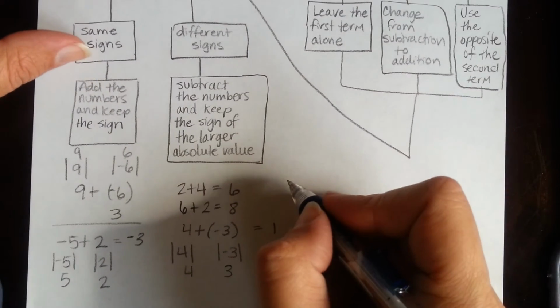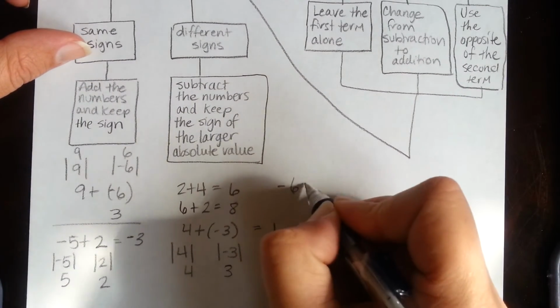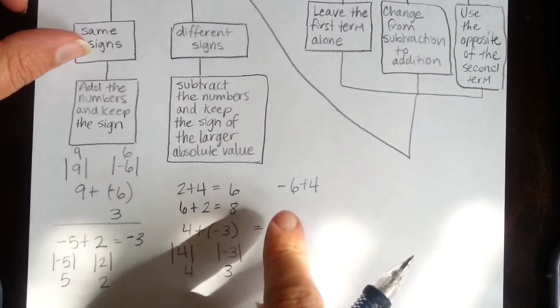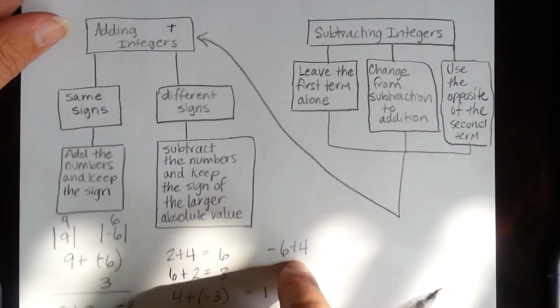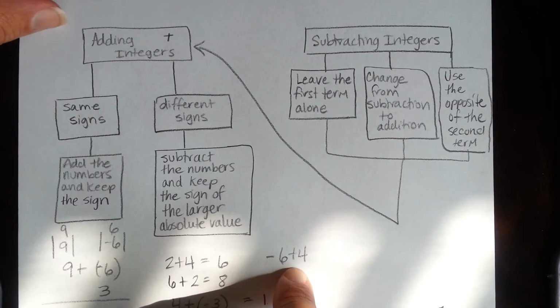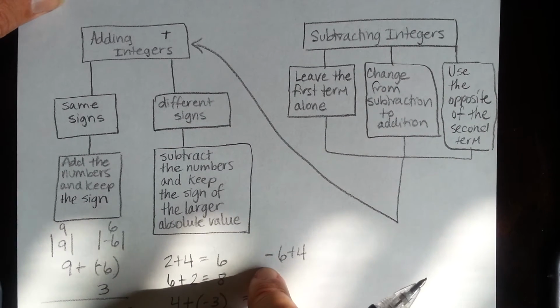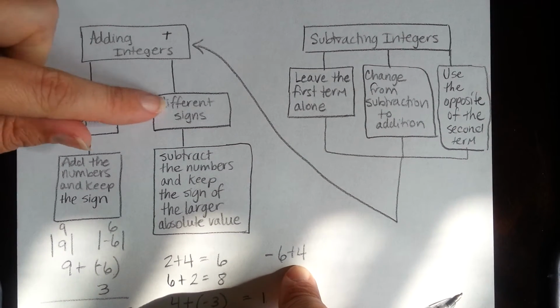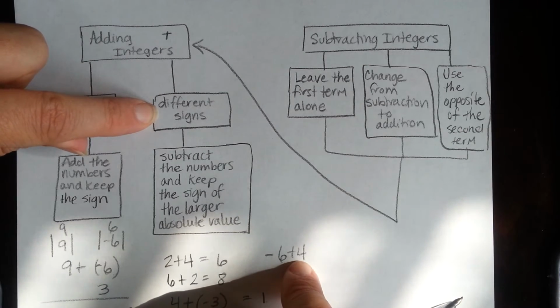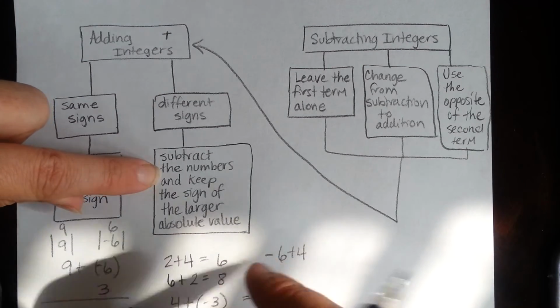Let's do another example. We have negative 6 plus 4. Since we have an addition sign, we're following adding integers. That's our operation. It's addition. We have negative 6 and a positive 4. Those are different signs, negative and a positive. So we're going to subtract the numbers.